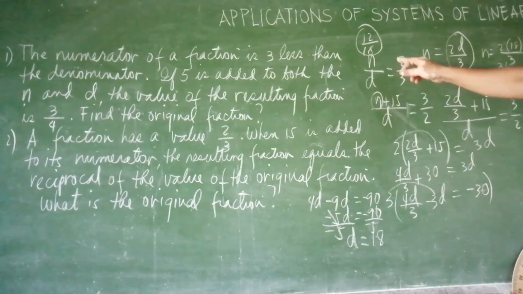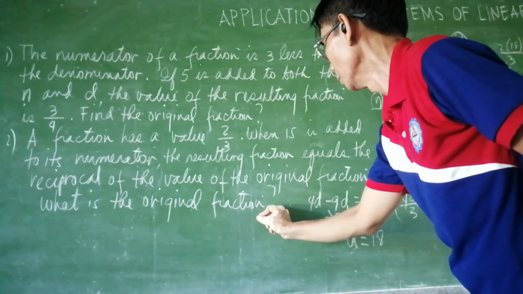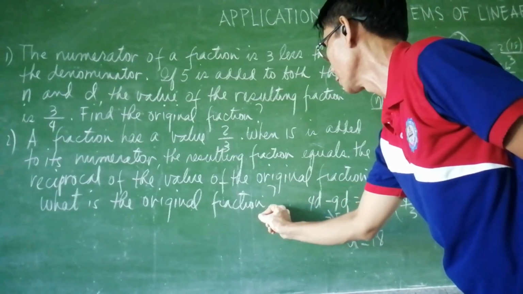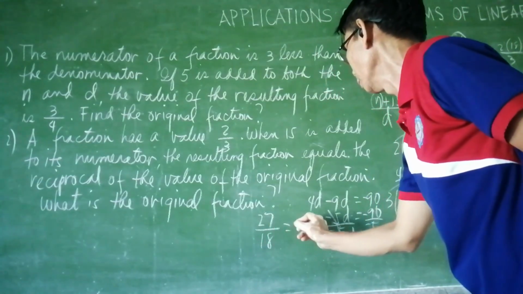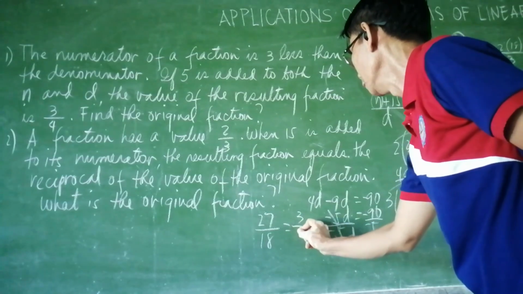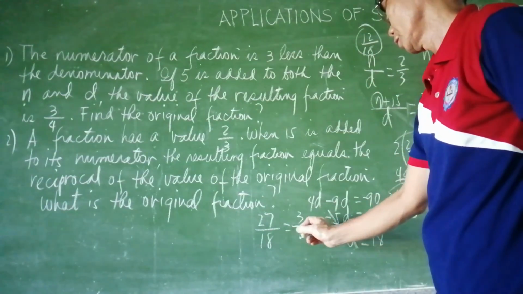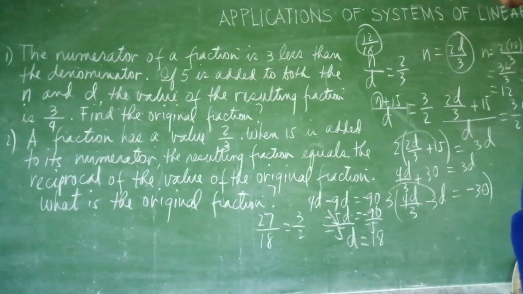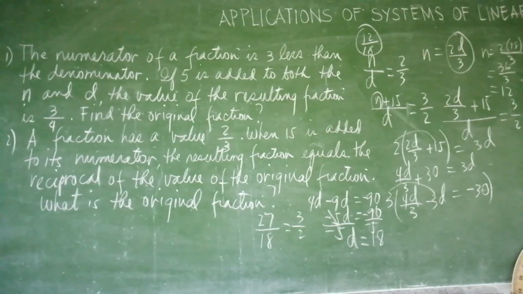Checking. If you add 15 to 12, it will be 12 plus 15 is 27 over 18. It will be equal to 3 over 2. This is the reciprocal of the original value, and that is correct, dividing by 9. Okay, so 3, 2. So that's the solution to the problem.